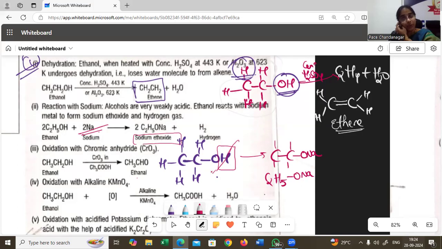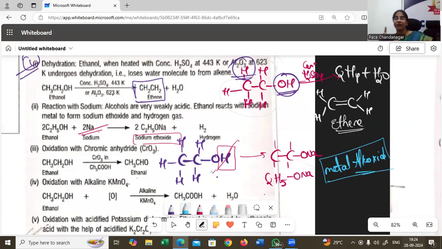Remember, these nomenclatures are very important. When in the OH of your alcohol, the H is replaced by a metal, then it is ethoxide, sodium ethoxide. The general name is metal alkoxide. If it is sodium metal, it is sodium ethoxide, where the alkane part is eth. Or if it is any other metal, potassium, and you have propanol there, that would be potassium propoxide. So depending on that, you will write metal alkoxide as the name.